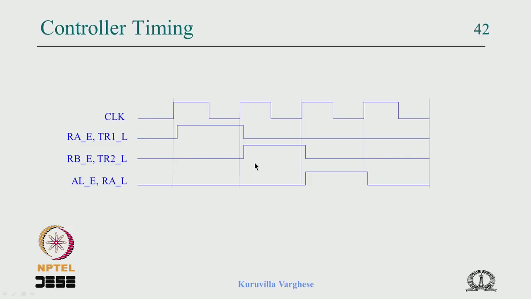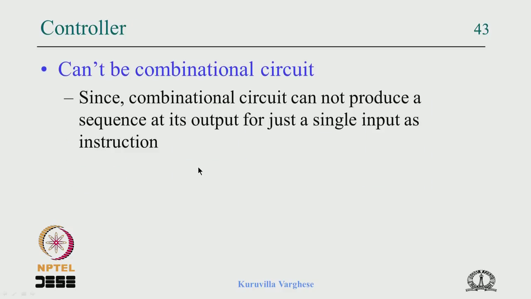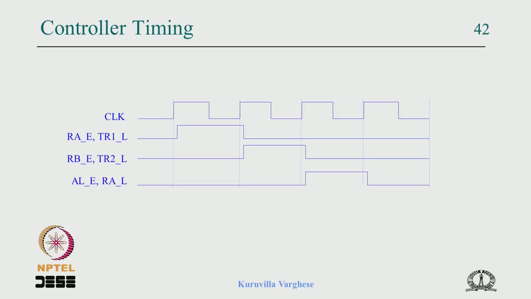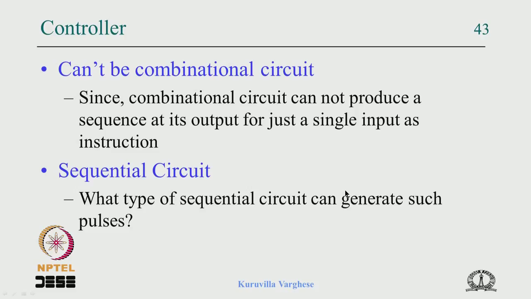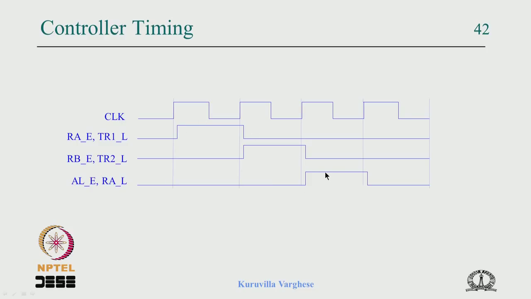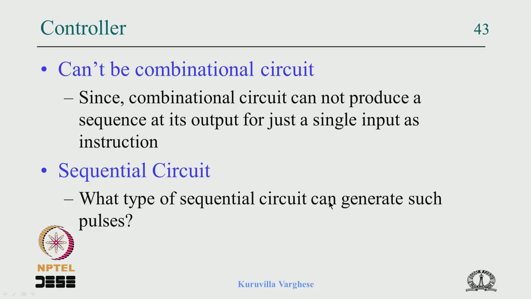Now the question is, can the controller be a combinational circuit? We have studied combinational circuits and sequential circuits. For a combinational circuit, given an n input, it can produce an m output, but it definitely cannot produce a pulse like this, every clock, like for 3 clock periods. So this controller cannot be a combinational circuit, it has to be a sequential circuit. Given an input, it generates a sequence of pulses. In this case it looks very neat: one pulse, then the second pulse, the third pulse and so on. So what type of sequential circuit can generate such pulses?